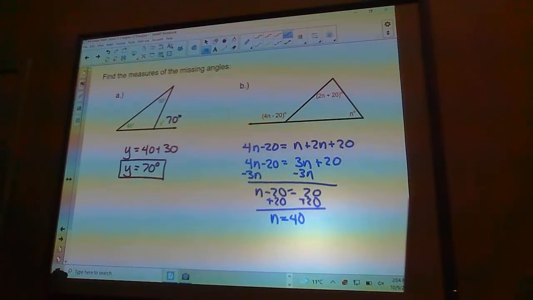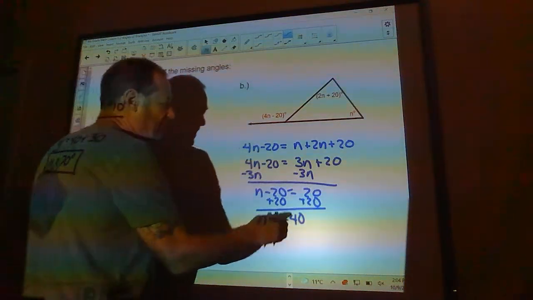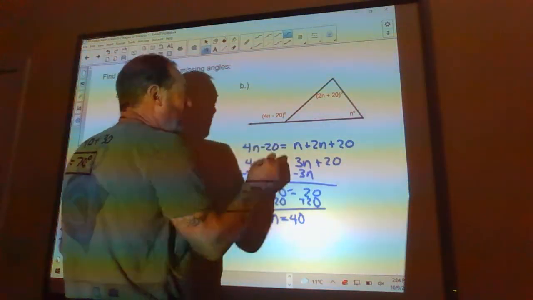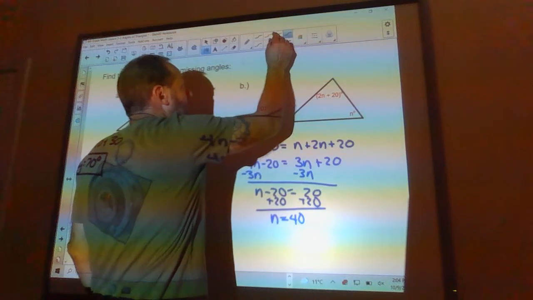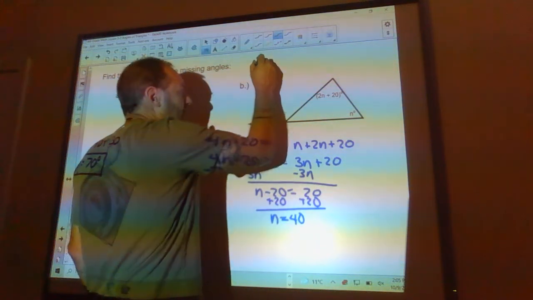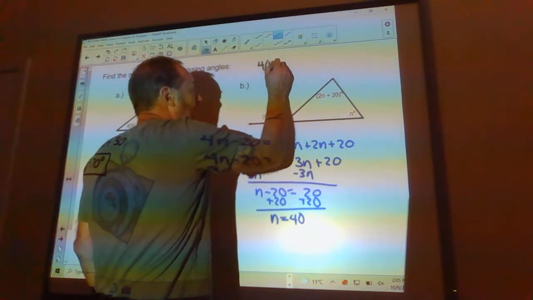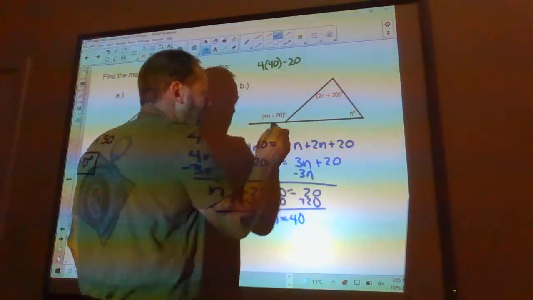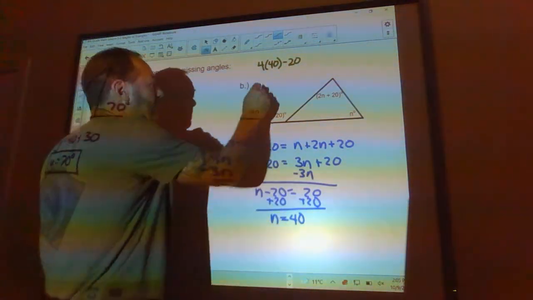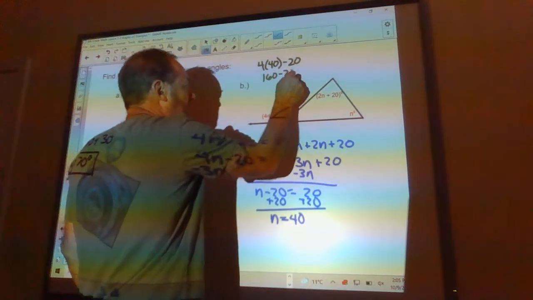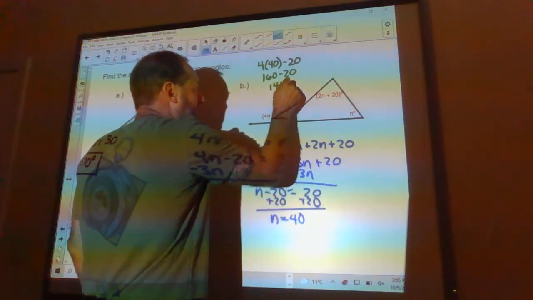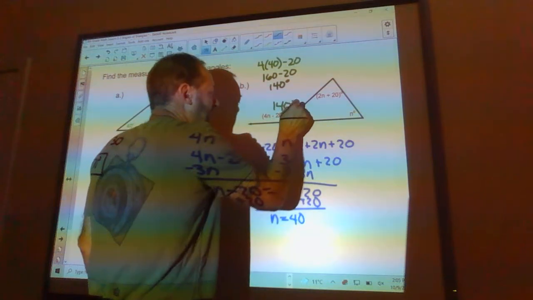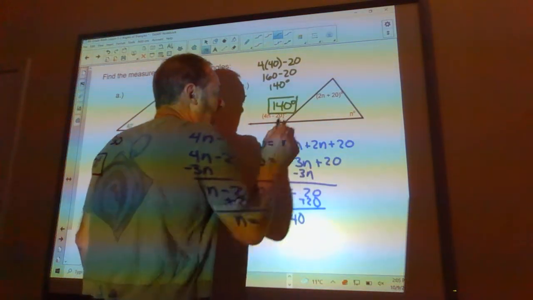Okay, now what is the question? Find the measures of the missing angles. Okay, this is not 40 degrees. So what I need to do is I need to take 4 times 40 minus 20. That's going to be that angle right there. So this is 160 minus 20, which is 140 degrees. That, my friends, is the answer right there.